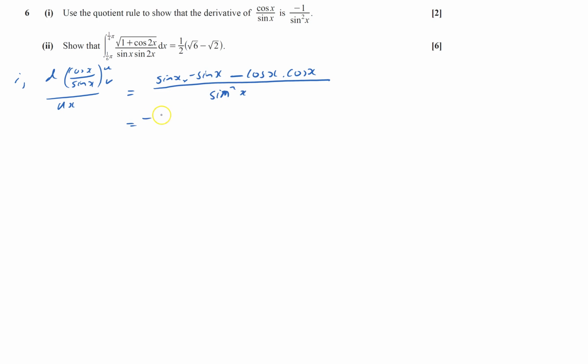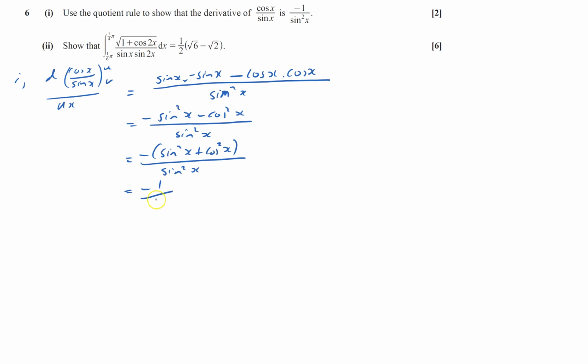And that's going to give us minus sine squared x minus cos squared x all over sine squared x. We can see what we aim for. This top is definitely going to be minus 1. So it's minus of sine squared x plus cos squared x, by taking out the minus 1, all over sine squared x, and that equals minus 1 over sine squared x.